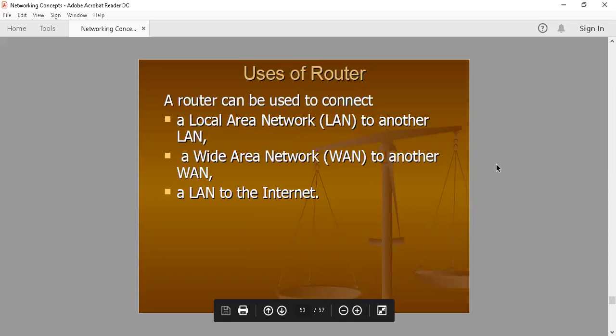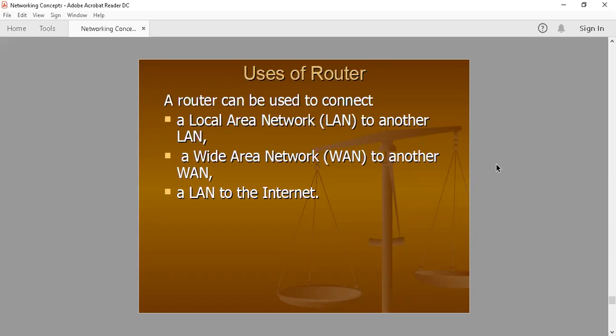Uses of a router. A router can be used to connect a local area network to another local area network, LAN to LAN, a wide area network to another wide area network, WAN to WAN, or a LAN to the internet. As you see, a LAN to the internet is when we have one or two systems at home, that is a LAN, through which, with the help of a router, we are connecting to the internet. WAN to WAN is from one nation's office to another nation's office, wide area network.